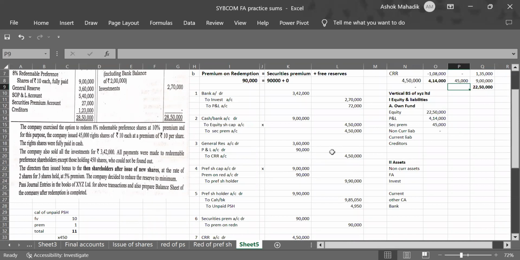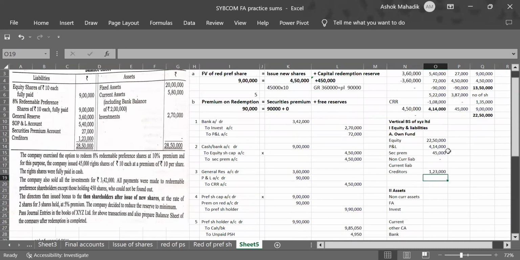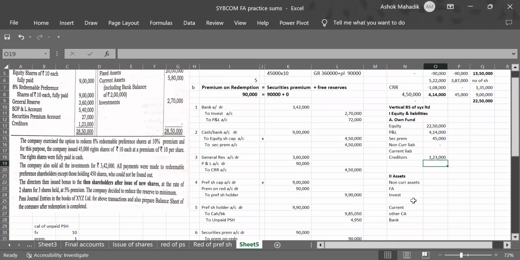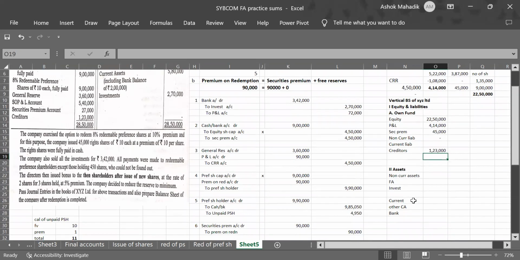Okay. Then creditors are not touched. So I'll write as it is, 1,23,000. Done. So liability side is done. We go to asset side. In our vertical balance sheet also, I'll go to asset side. Major headings are 2: non-current assets and next is current assets.